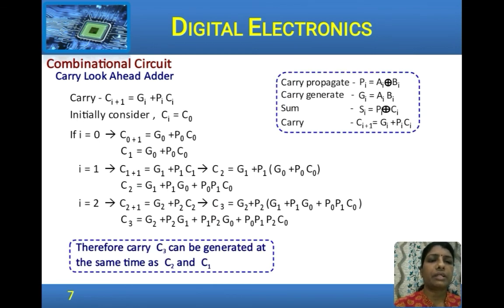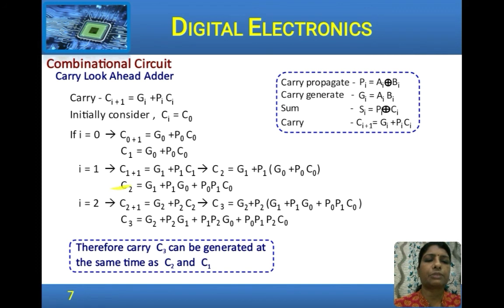Now looking a little further into these expressions. So we have the sum, carry propagate, and generate expressions that are given here. Considering the carry Ci+1 is Gi plus Pi Ci that we got. Consider the initial carry to be C0. For the next stage, if i is 0, substituting in this expression, we get C1 is equal to G0 plus P0 C0, that is, carry generate plus propagate and carry of the previous stage. Okay, so this is the carry of the first stage.